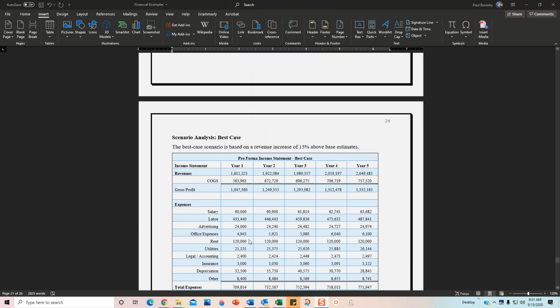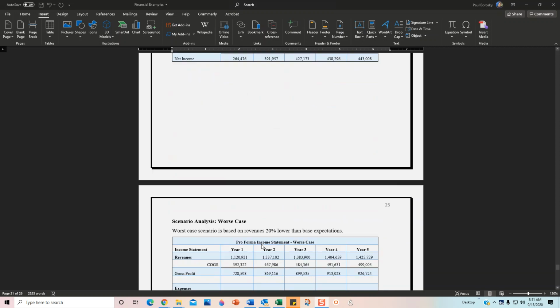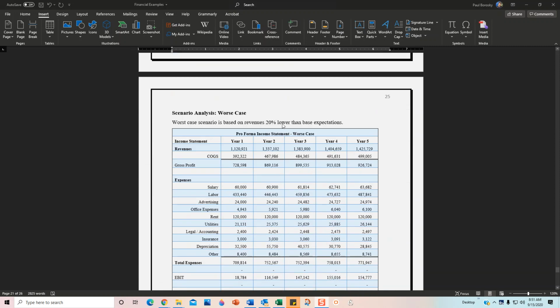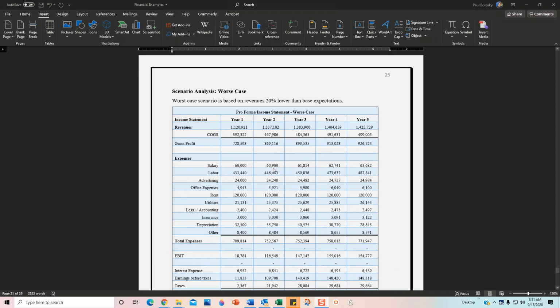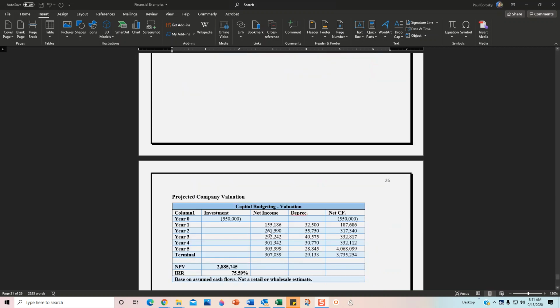Next is going to be the scenario analysis. The scenario analysis is going to be a best case and worst case scenario analysis. For the best case scenario analysis, what I'm going to do is bump up your revenues 15%, and I'll show you how that impacts your net profits. And then for worst case scenario, what I'm going to do is reduce your revenues 20%. And again, I'm going to show how that's going to impact your net profits.